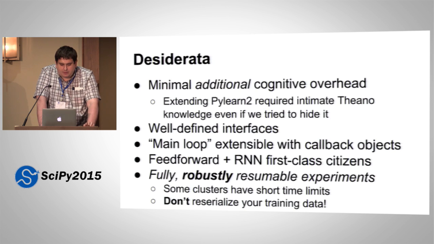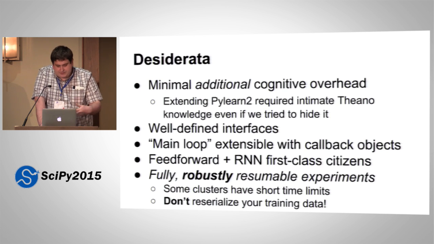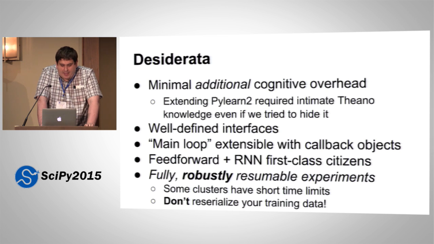We wanted minimal additional cognitive overhead, so that you didn't have to know much beyond Theano, because Theano was already kind of hard to learn. You wanted well-defined interfaces so you can extend things, and you wanted everybody to be on equal footing as far as the research people were doing. And one big thing, which is harder than it sounds, is job resumption, and serialization to disk and being able to resume a job once you've, I don't know, figured out your job scheduler, or put out the fire on the cluster or whatever.